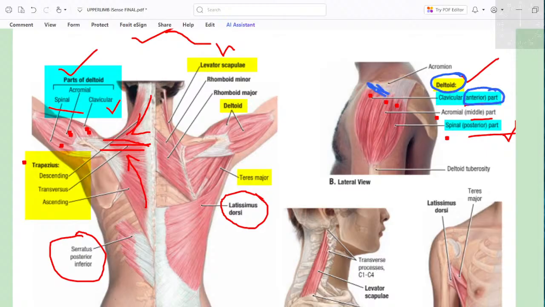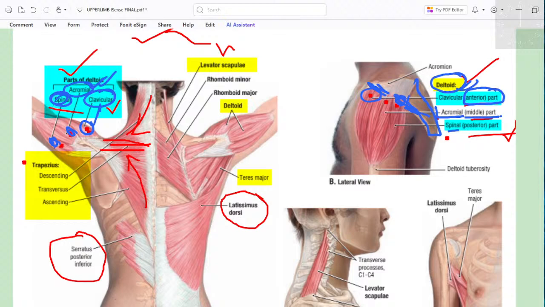Anteriorly, it is attached to the clavicle, or it is called the clavicular part. Posteriorly, it is attached to the spine of the scapula. This is the scapula, spine of the scapula. The middle part is attached to the acromion process of the scapula. So we can say acromial part, spinal part, and clavicular part. Or we can say anterior part or clavicular part, posterior part or the spinal part, and the middle part or the acromion part.